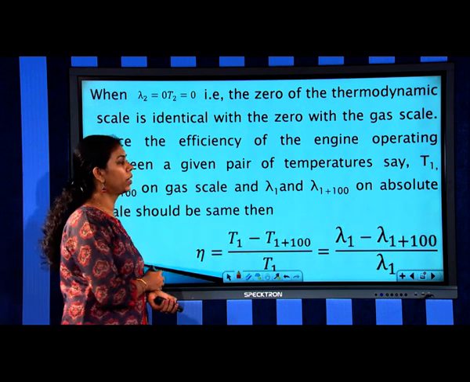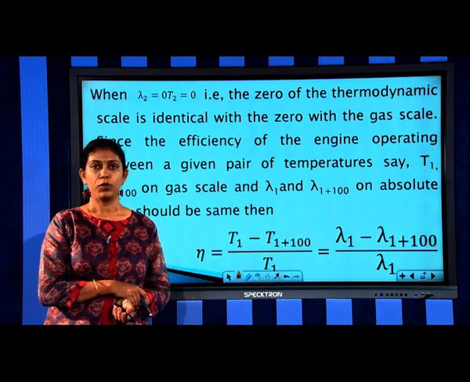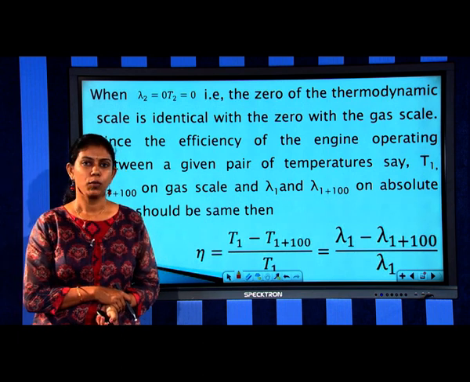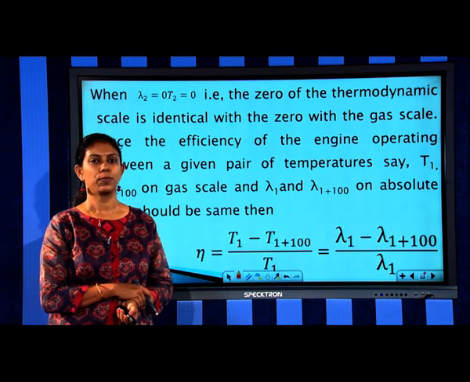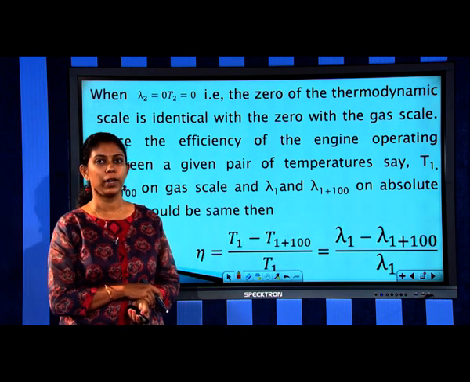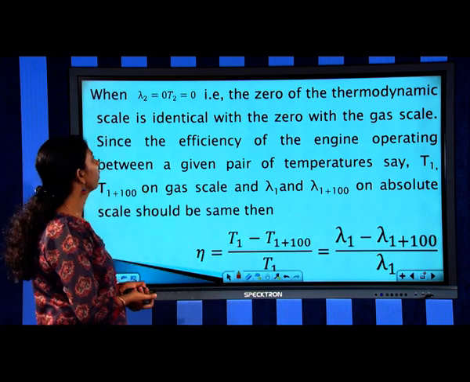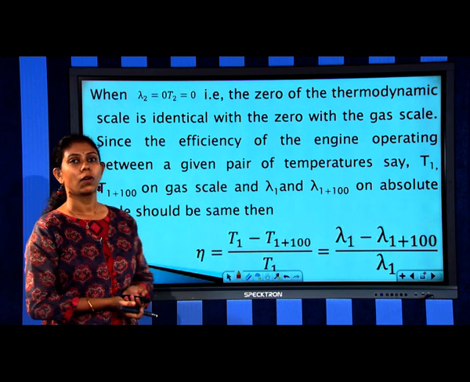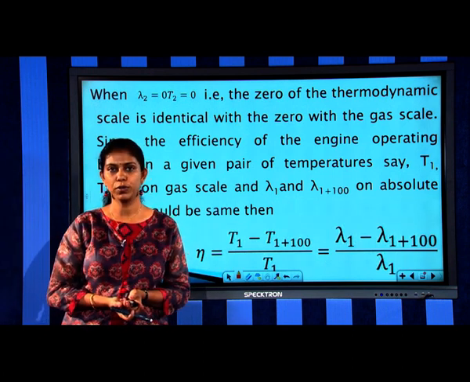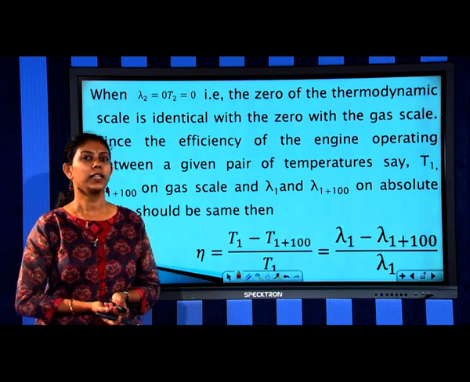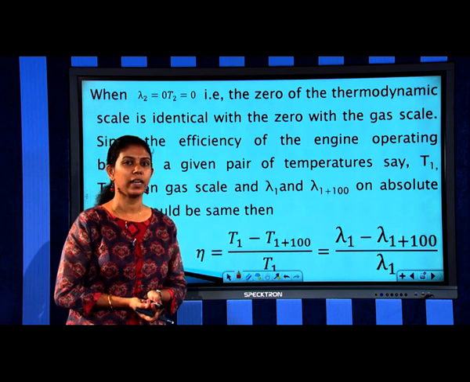This equation is from the Carnot cycle equation, showing that the ratio between any two temperatures on the thermodynamic scale is same as that between the two corresponding temperatures on the perfect gas scale. The ratio will be same. When lambda 1 is equal to 0, then T1 is equal to 0, that is 0 of the thermodynamic scale is identical with the 0 of the gas scale.